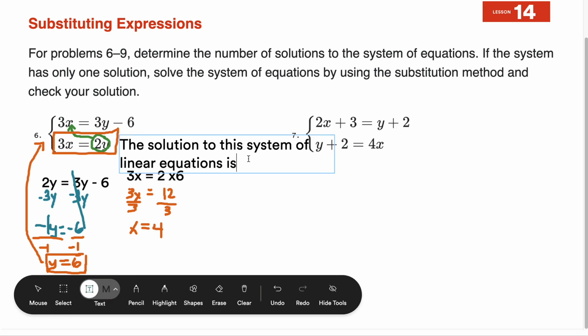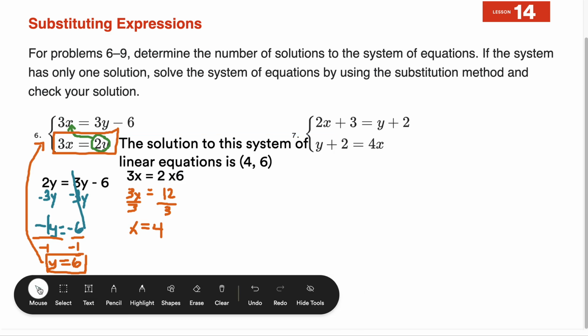So now we can say, moving on, the solution is the point 4, 6, because x equals 4 and y equals 6. So just trying these couple out, they are a little bit different.